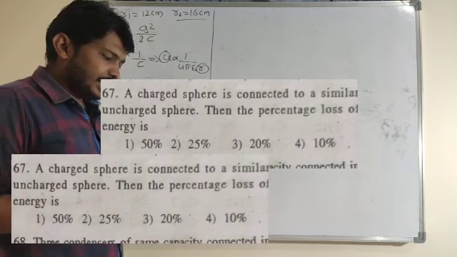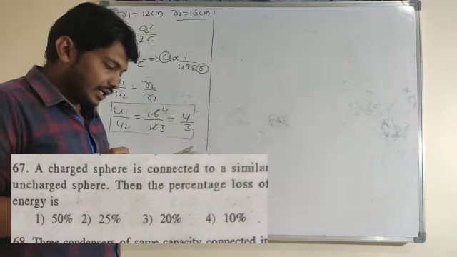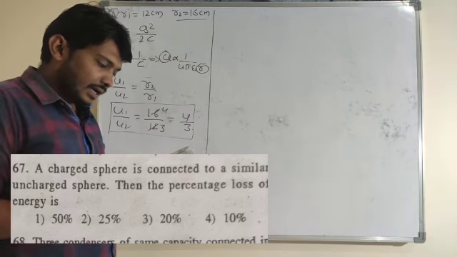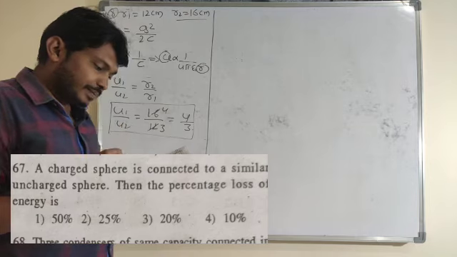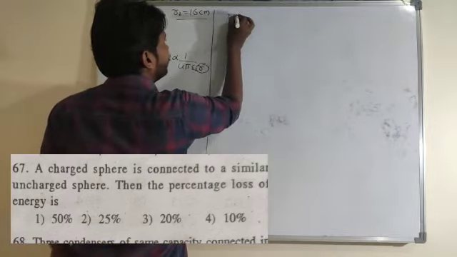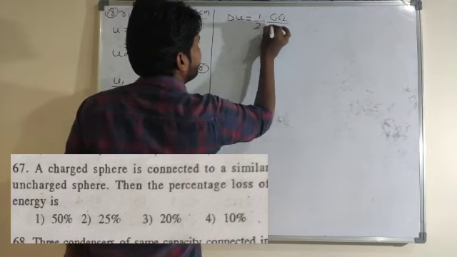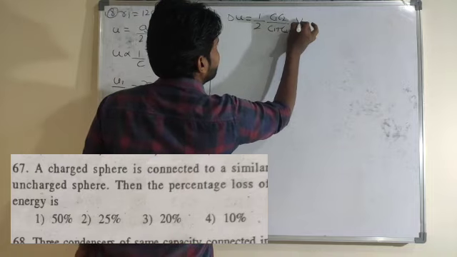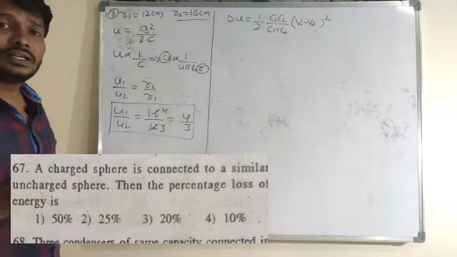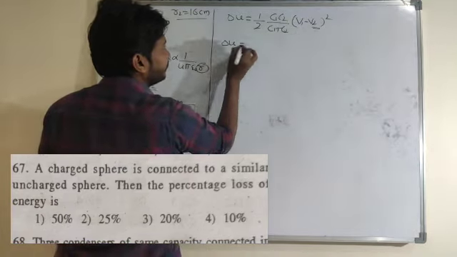A charged sphere is connected to a similar uncharged sphere, then the percentage loss of energy is asked. So look at here. What is the formula for loss of energy? Half of C1 into C2 divided by C1 plus C2, times V1 minus V2 of whole square. They mention an uncharged capacitor, so V2 value I will take as 0 here.